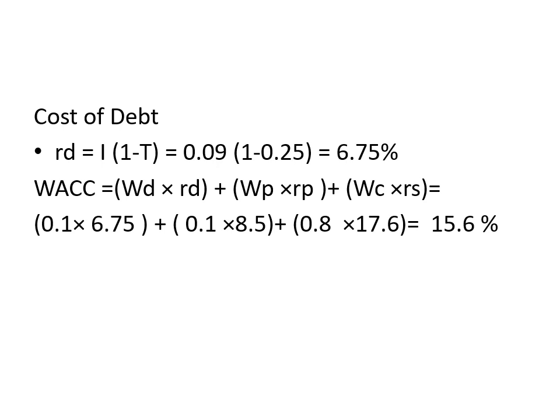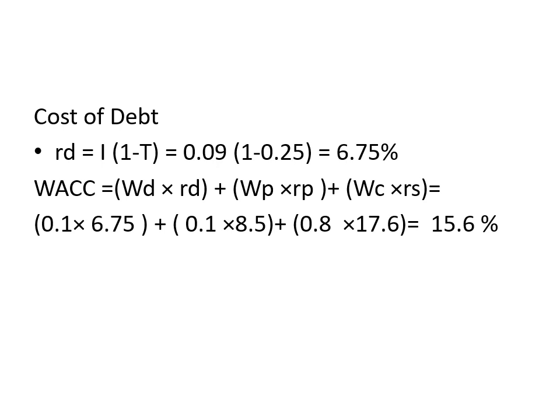The cost of debt equals RD, which is I times (1 minus T). I is the interest rate on the debt, and T is the tax rate. Here in our exercise, the tax rate is 25% and the interest rate is 9%, which means that the cost of debt equals 6.75%.